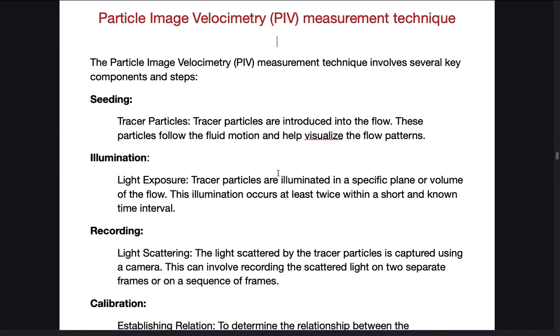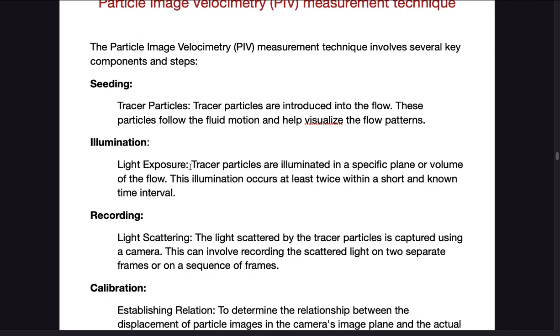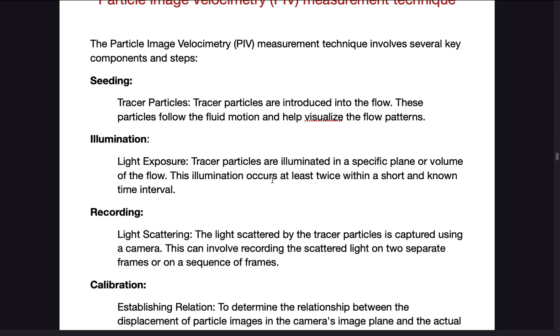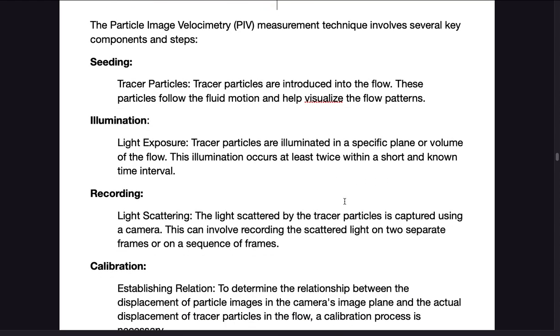Second, the next step is illumination, which is light exposure. Tracer particles are illuminated in a specific plane or volume of the flow. This illumination occurs at least twice within a short and known time interval.